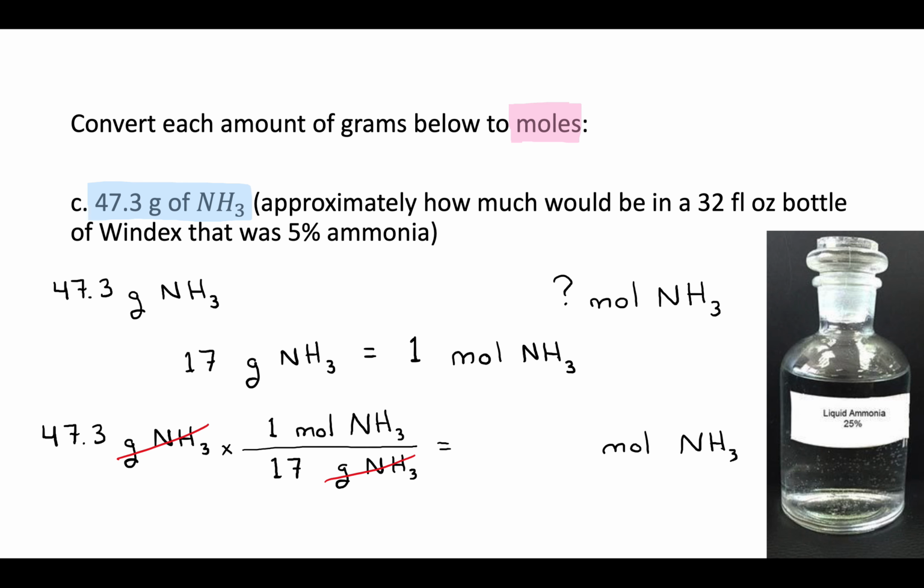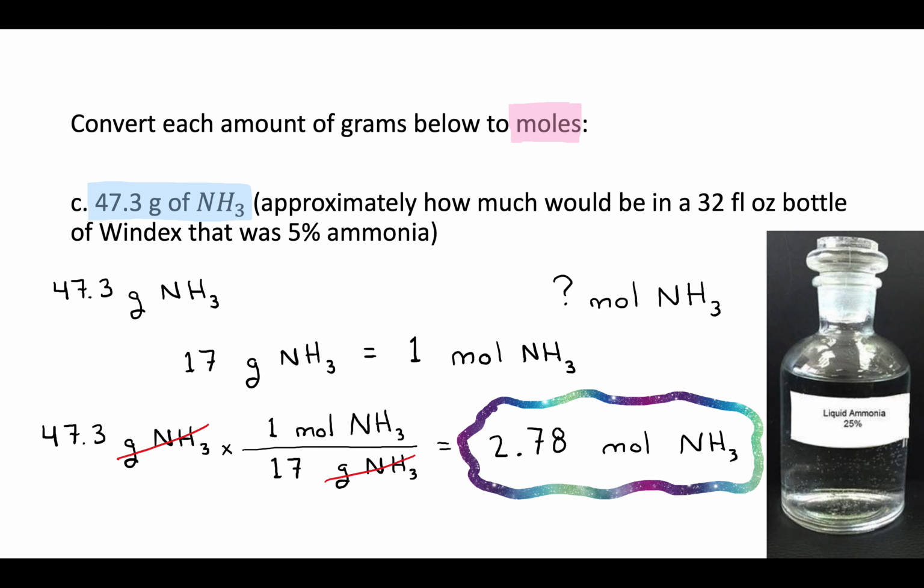And the way you'd plug this in a calculator would be 47.3 times 1, enter, divided by 17, enter, and you'd have 2.78 moles of NH3, or ammonia, in a 32 fluid ounce bottle of Windex.